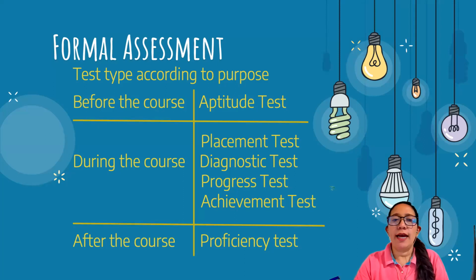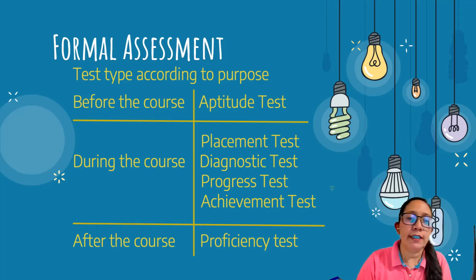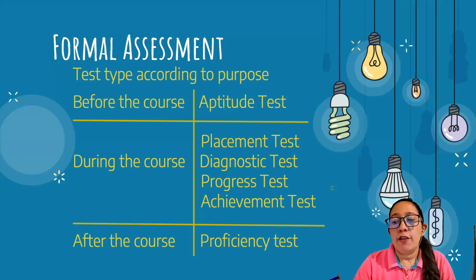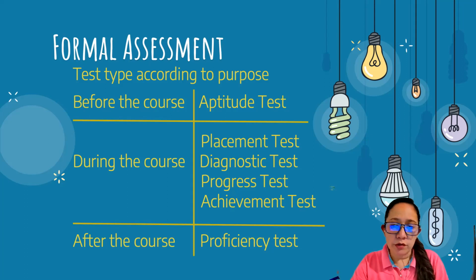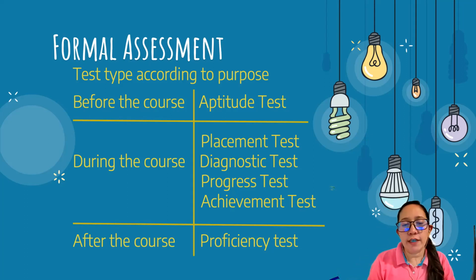Formal assessment can be divided into test types according to different purposes. Before the course, we have the aptitude test. During the course, we can find the placement test, diagnostic test, progress test, and achievement test. After the course, or at the end of the course, we can find a proficiency test.